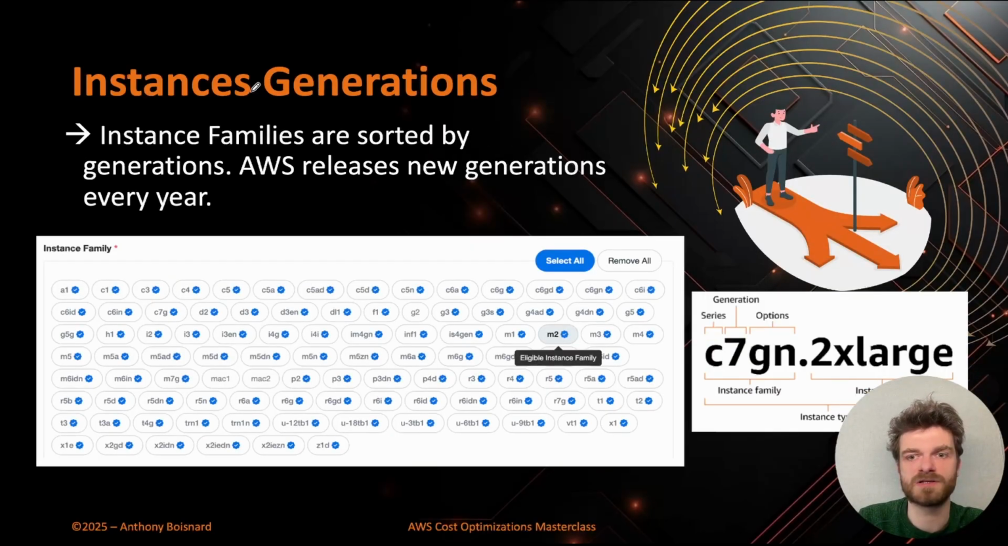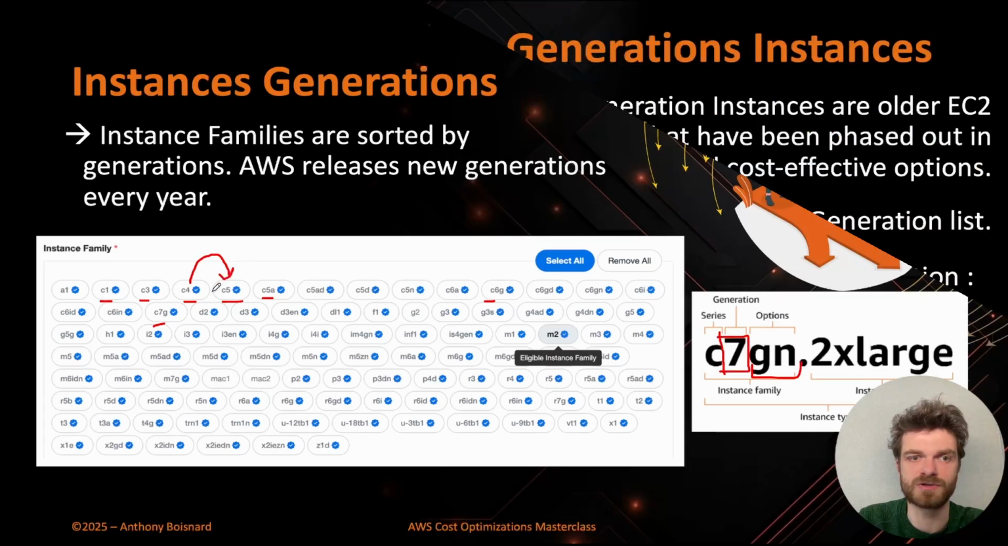Then you have instance generation, so it will be the number of generation and also the options here. So for example, for C series in compute family, you will have C1, C3, C4, C5, even C5A, which is an option. You will have C6 series, you will have C7. You have a lot of choices here. And what we want to do here in upgrade is just going from one instance generation to another one.